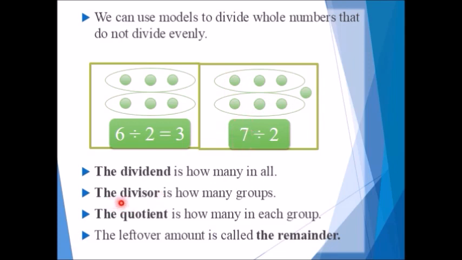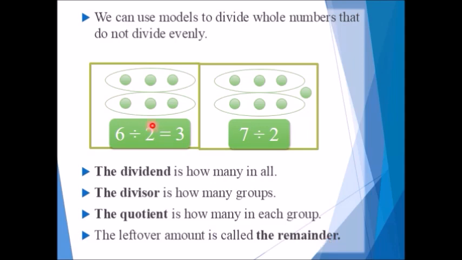The divisor is how many groups. In both examples, we have 2 as a divisor, so we have 2 groups. The quotient is how many in each group. Here we have 3 in each group, so the answer, the quotient, is 3. The leftover amount is called the remainder.